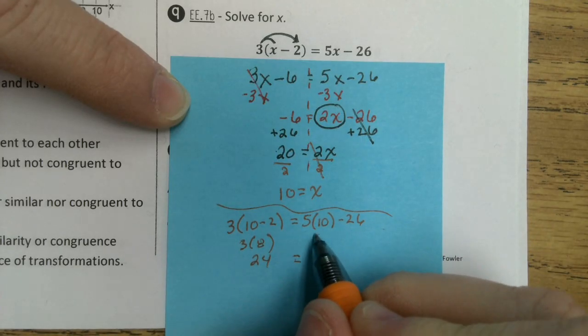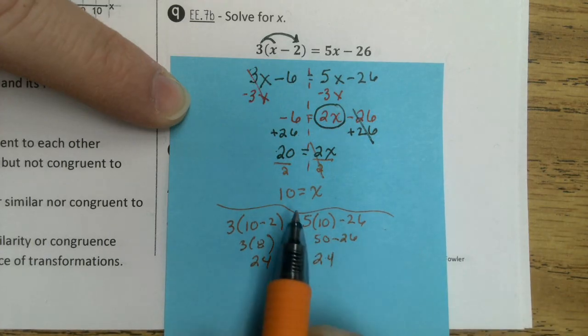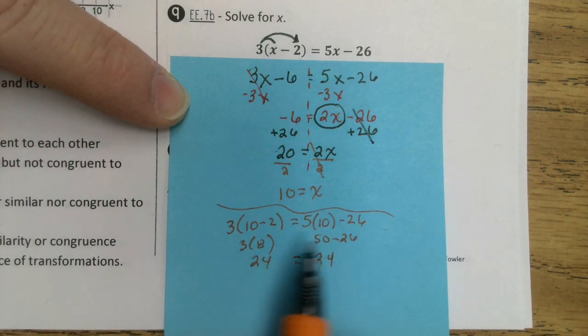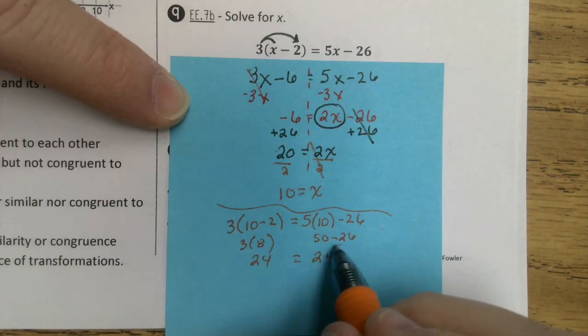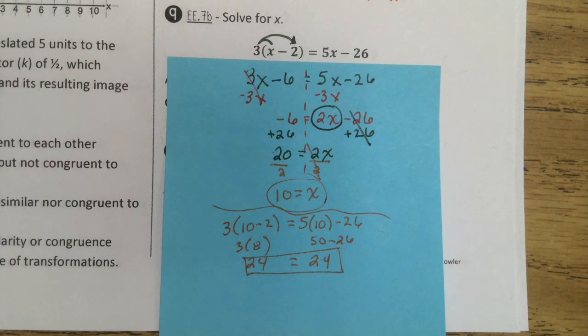5 times 10 is 50. 50 minus 26 is also 24. When I plug in that value of 10 for each of those, notice I get a true statement that 24 equals 24. I feel 100% certain about that problem now.